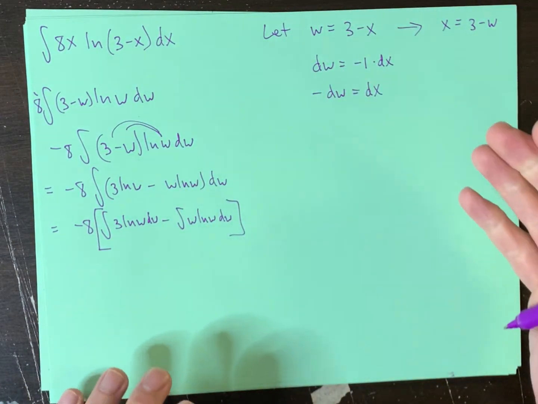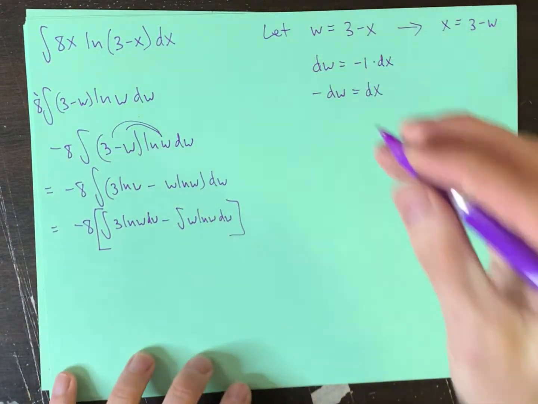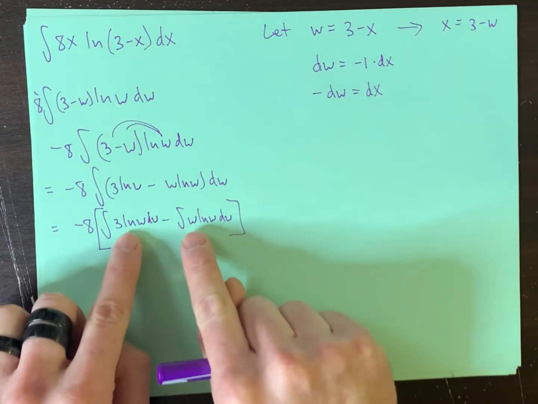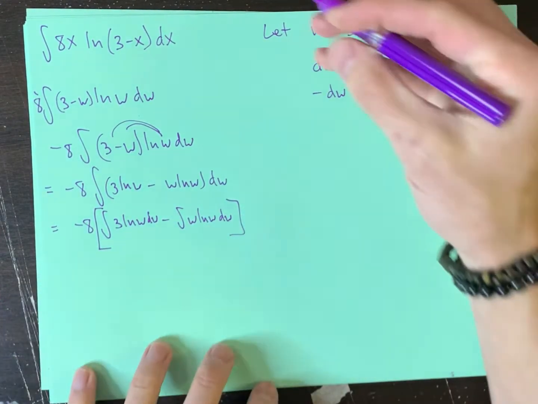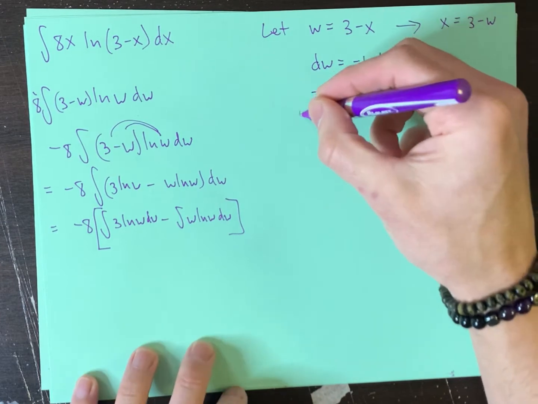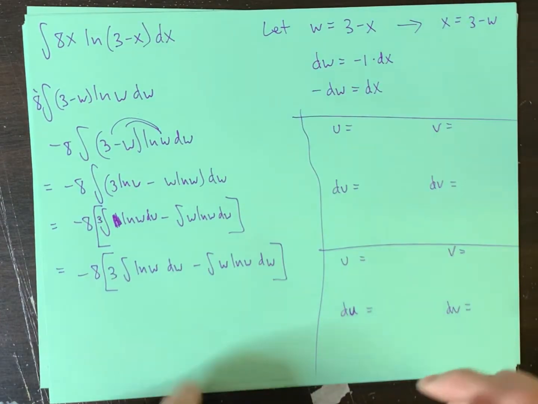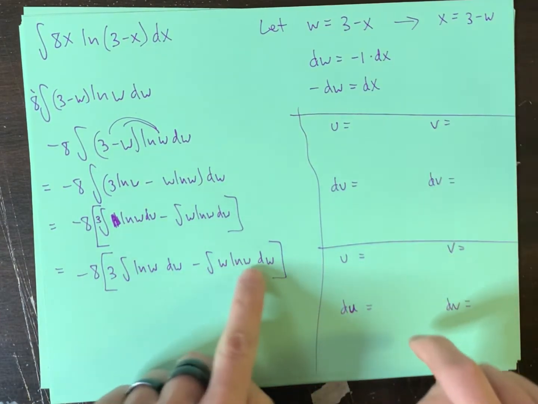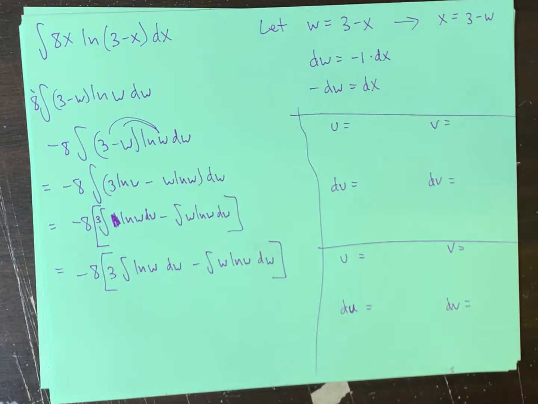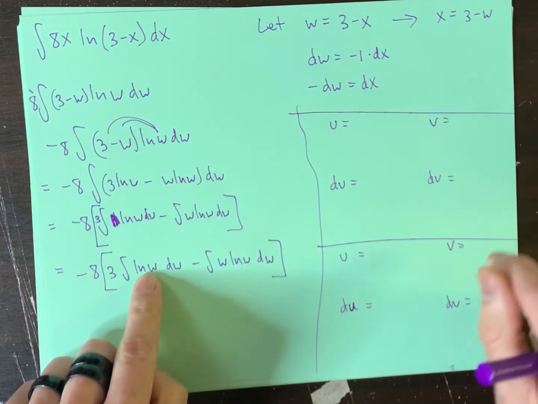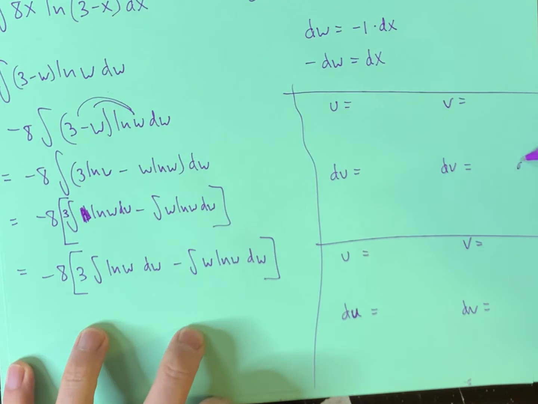Now we need our parts integration, but you know what? Since we have two integrals, we might need two sets of parts. What if we do this guy? Let's just do it up there, and then this piece, we'll do it down there, and then we'll go from there. So up here for this one, I need my dw to go for the dv.